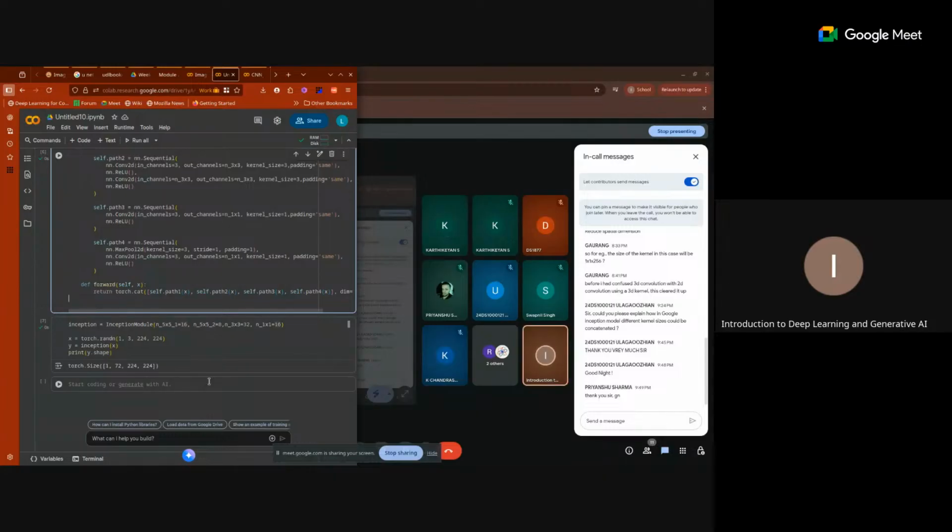The output will be just a set of feature maps. The output will be the same in both cases. What differs is the size of the output. You see 72 cross 2 cross 24. Here you see this is the input size and this is the output size.